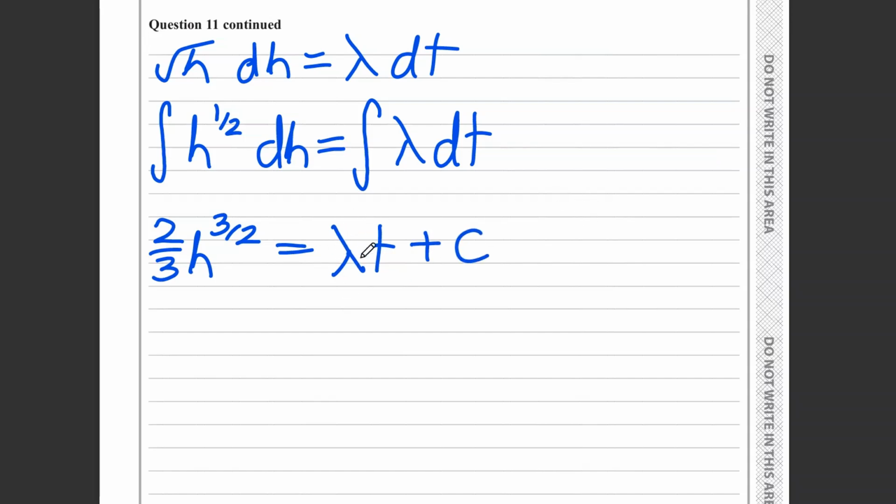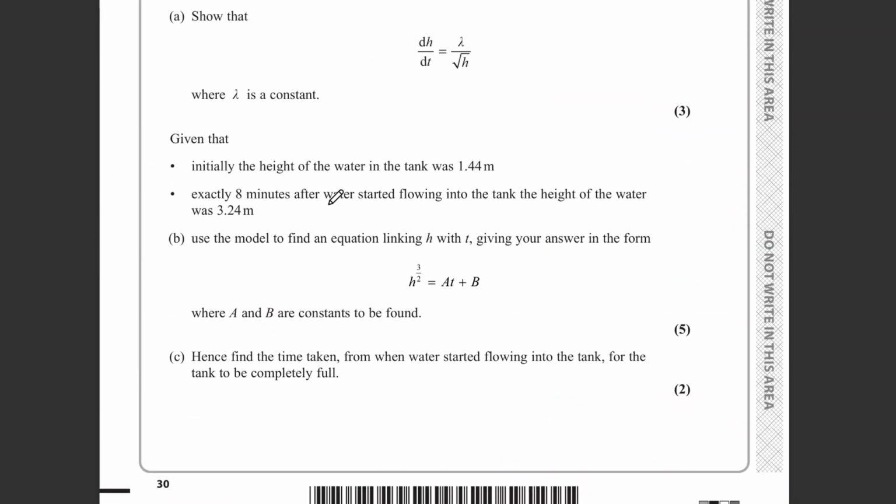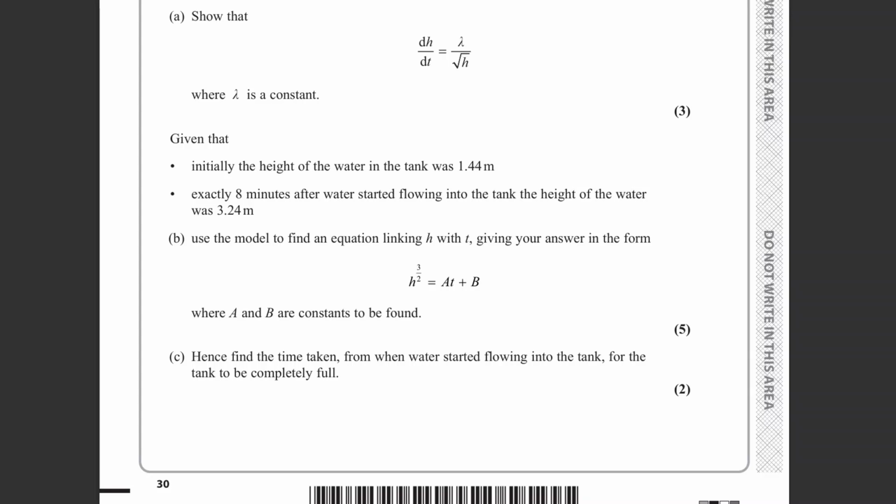So now we need to find this lambda and this plus c here. What we're going to do is use these two bullet points in order to do this. So we are told that initially the height of the water in the tank was 1.44 meters. Whenever you see the word initially, this means that t is equal to 0, so therefore here h is equal to 1.44.